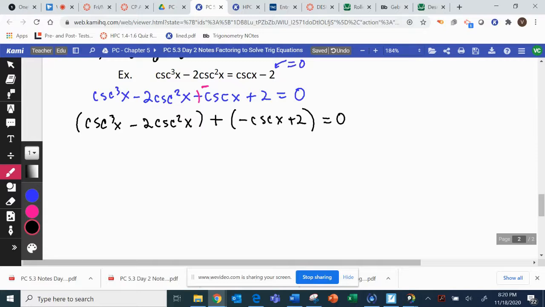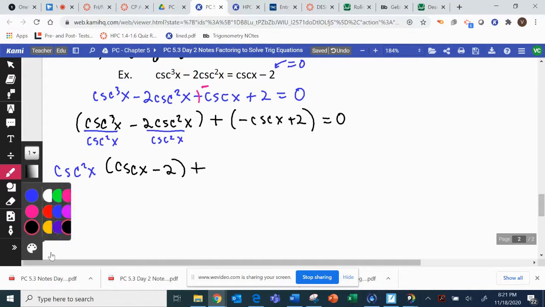With the separate groups, we're going to go through the steps of factoring. So my first step of factoring, is there a GCF? Yes, cosecant squared. So I'm going to pull that out, cosecant squared x. I have left over cosecant x minus 2. Can I factor cosecant x minus 2 any further? No. So I'm done factoring this one.